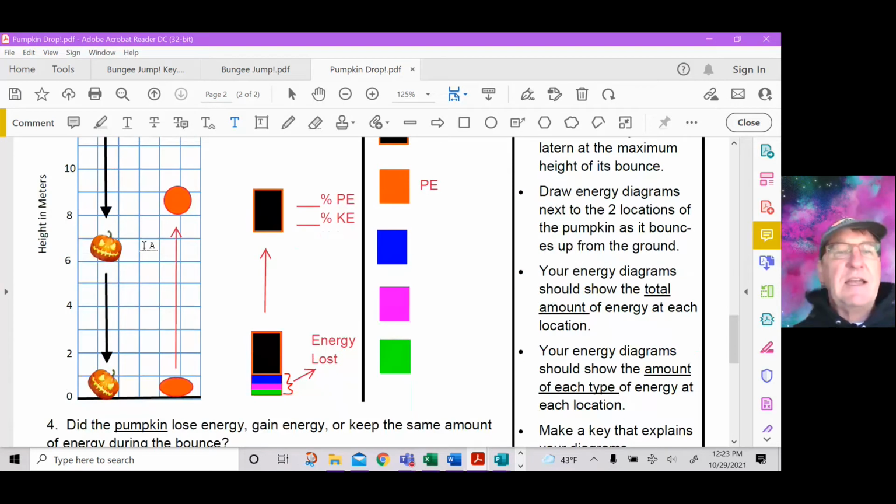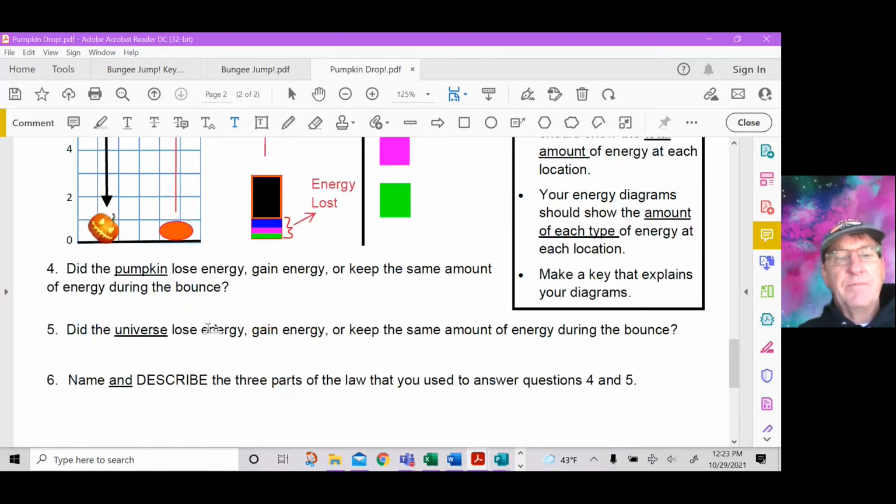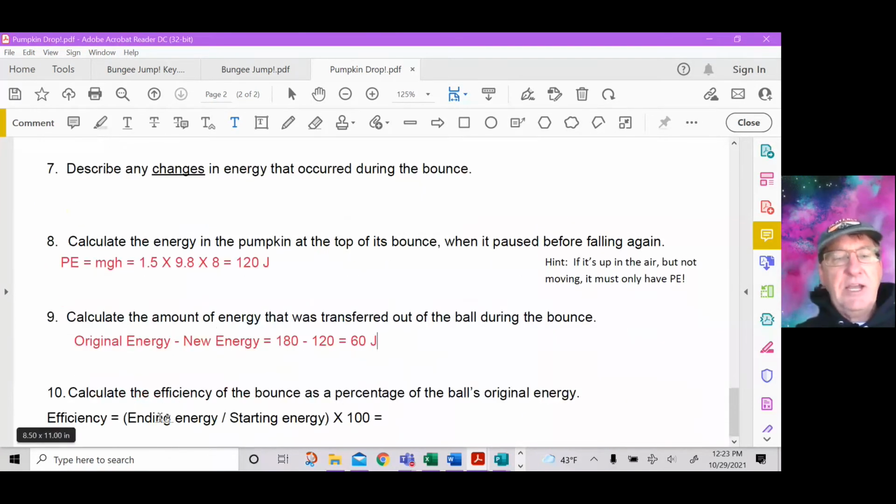So we can calculate that efficiency. How much of the energy is retained when the ball bounces? How efficient is it? The more efficient, the less energy is lost. The more of it keeps going. So you take your ending energy, divide by your starting energy, multiply that by 100. So for me, that would be 120. That's what I ended with. And a divide by 180.